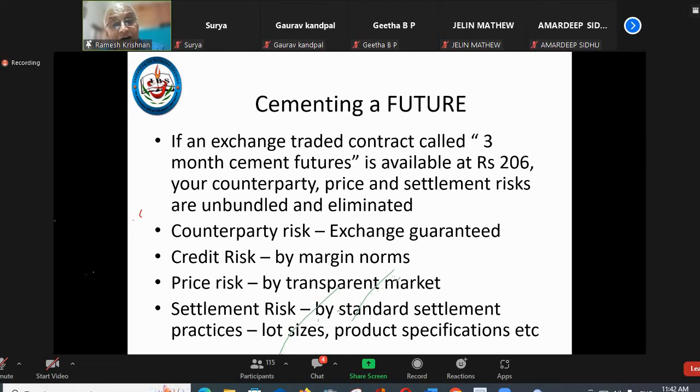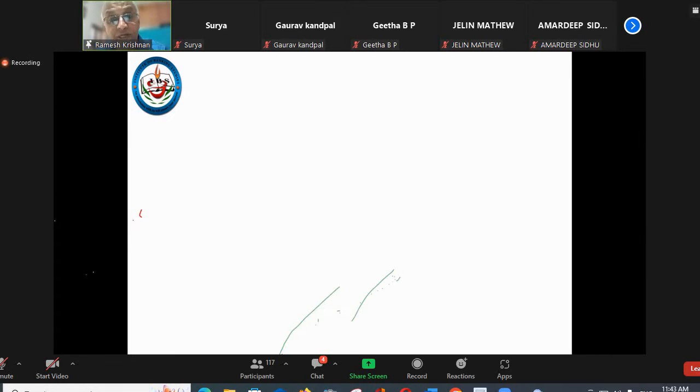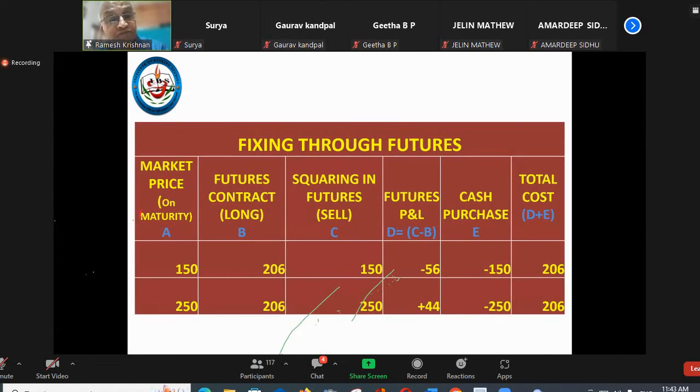And standard settlement practices, that is cement of which grade, what quality, what dryness, what humidity, and lot size is $1,000 per contract, I said, for currency futures, and product specifications. Pepper means it is pepper of this much dryness, like that. So everything is specified so that there is no risk. But the spot market goes on as it is. You are buying cement only from your local dealer, but here you are protecting at 206. Now I will show you arithmetically how you will get protected at 206. Wait for a moment. Yeah, it is coming here.